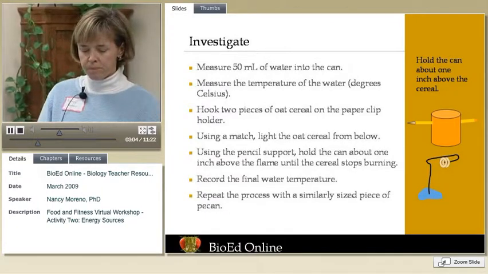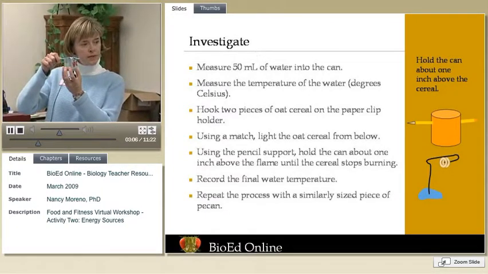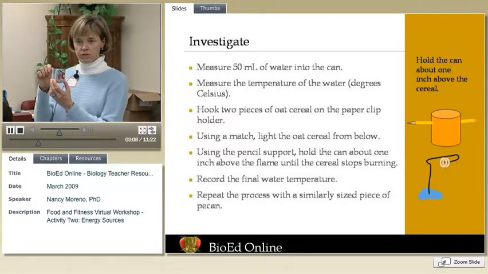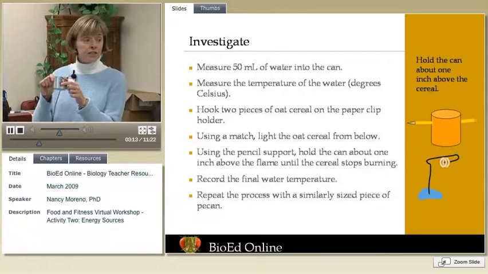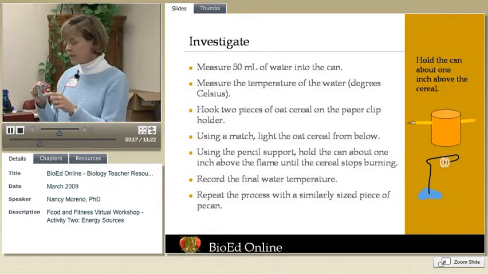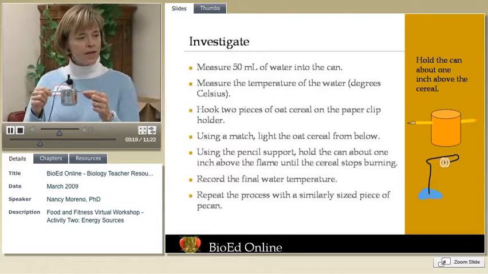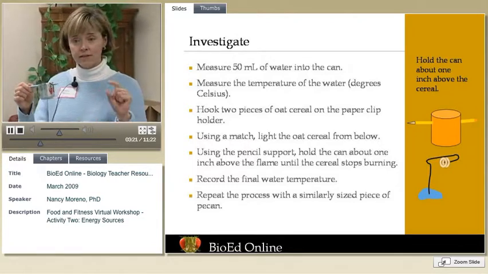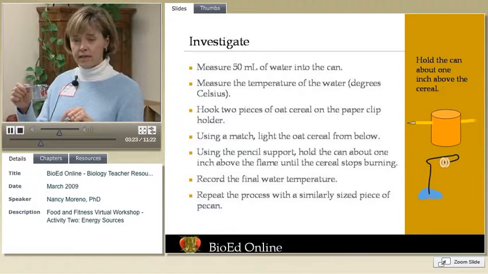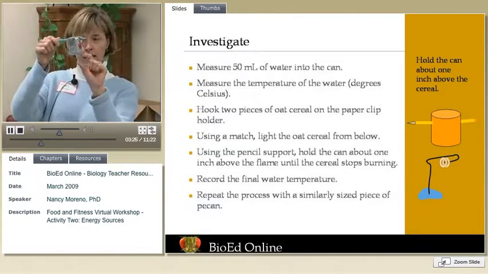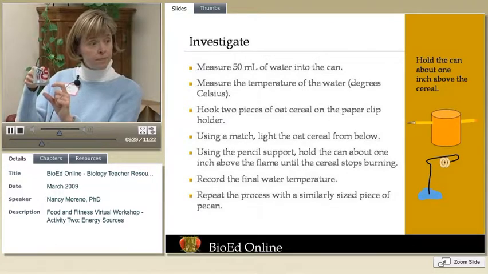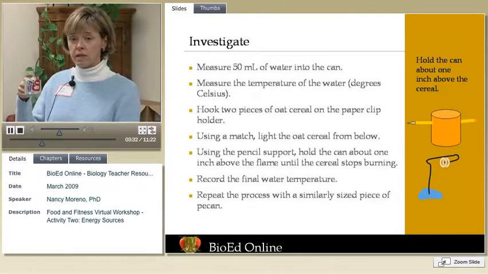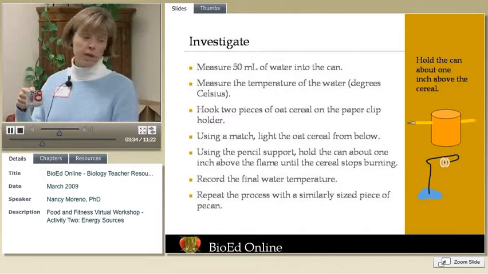you're going to put 50 milliliters of water. And it's important that you measure the 50 milliliters of water in the can. You're going to take the temperature of the water, and you're going to record the temperature. Then you're going to use a match, and you're going to light the cereal or the nut and let it burn. And hold the can by the pencil about an inch over the flame until either the cereal or the nut will not burn anymore.